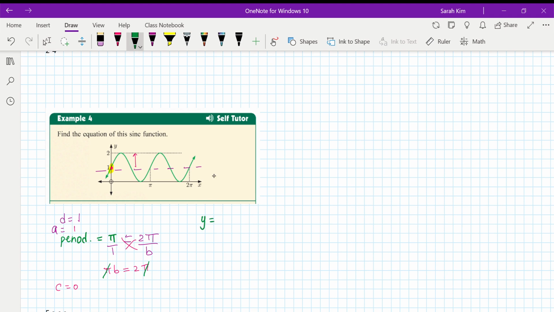So my y equals equation is, A goes at the front from memory. If not, I'll fix it. And then you write sine. B is the one over here, I think, from memory. I'll fix it up in a sec if it's totally wrong. No translations inside, and then plus 1. I'm thinking this is it.